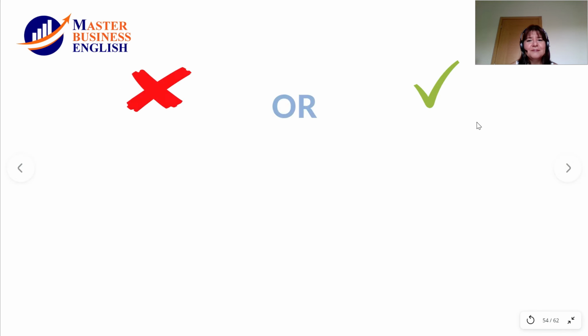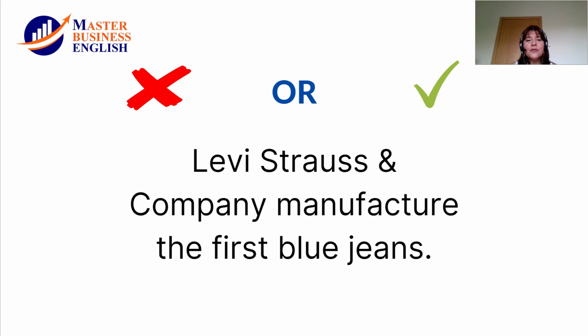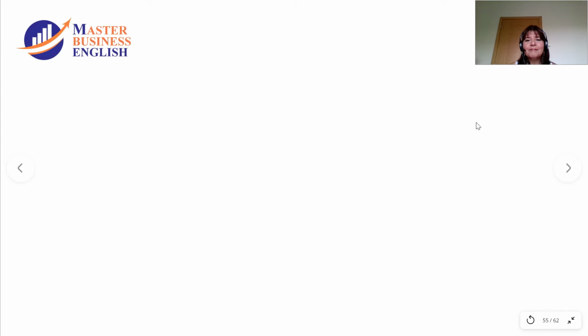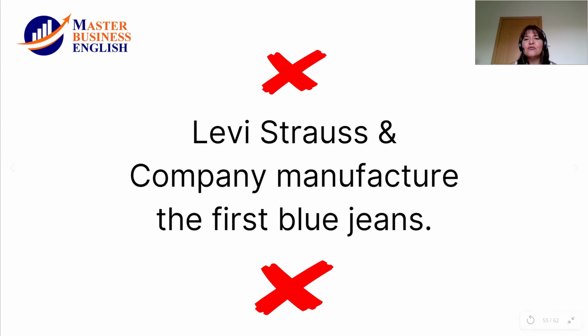So then, the other one. Levi Strauss and Company manufactured the first blue jeans. Levi Strauss and Company manufactured the first blue jeans. Right or wrong? I'll help you. It's wrong. Why is it wrong? Let's see your answers.